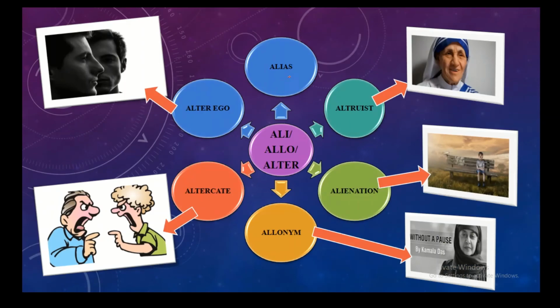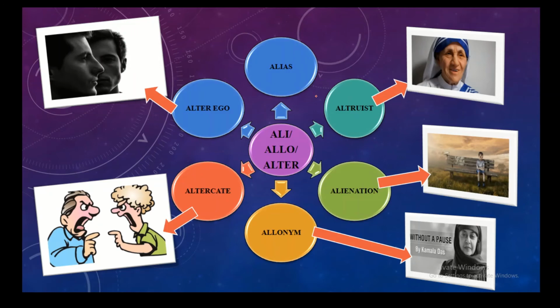First one, alias. Alias meaning it's an assumed name, usually to escape the law, or in brief, a false name. That is the meaning of alias. Alias meaning a false name, especially one used by criminals. Okay, so actually most of the criminals have false names, isn't it? Okay, so alias meaning assumed name or false name.